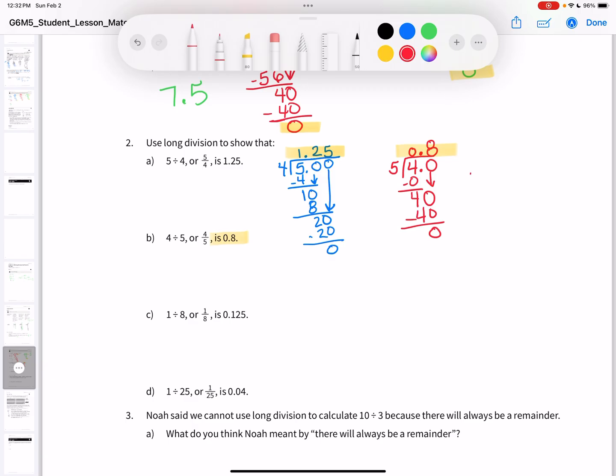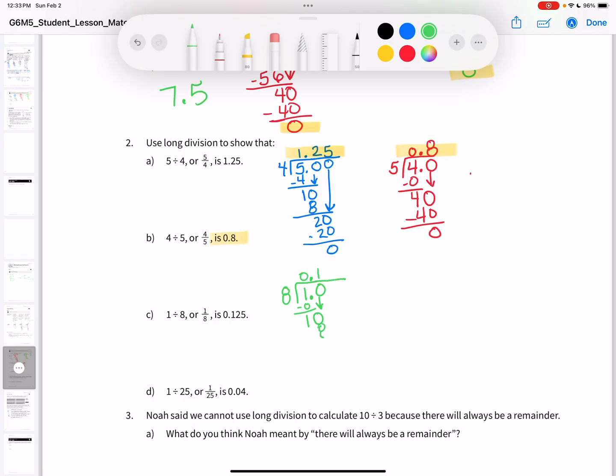Okay, let's do the next one. So it says 1 divided by 8, or 1/8, is 125 thousandths. Okay, here we go. 1 divided by 8. 8 goes into 1 0 times. That leaves us with 0. Bring down the 1, decimal 0. Bring up our decimal, down our 0. 8 goes into 10 one time.